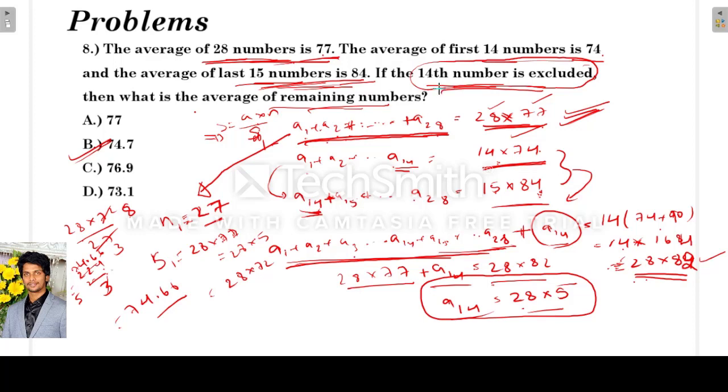Now they are telling us to exclude the 14th number from the 28 numbers and find out the new average. If we exclude one number from 28, the new number of elements will become 27. And the new sum will be 28 into 77 minus A14, which is 28 into 5. So the new sum is 28 into 72. Then the new average will be 28 into 72 by 27, which will be 74.66 or 74.7.